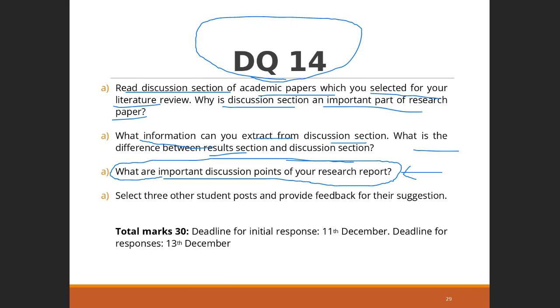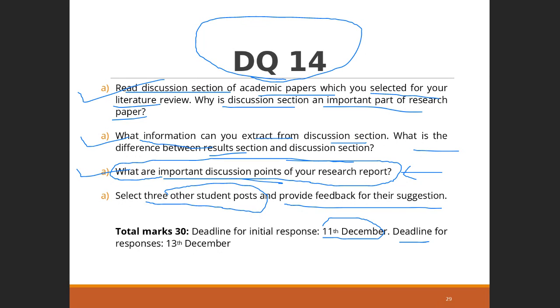Select three other student posts and provide feedback for their suggestions. You can evaluate their discussion points. You can evaluate their differences between the results section and discussion section. You can evaluate their interpretation of the discussion section. And the deadline for the initial response is 11th December, and the deadline for the responses is 13th December. The total mark for this DQ activity is 30 marks.